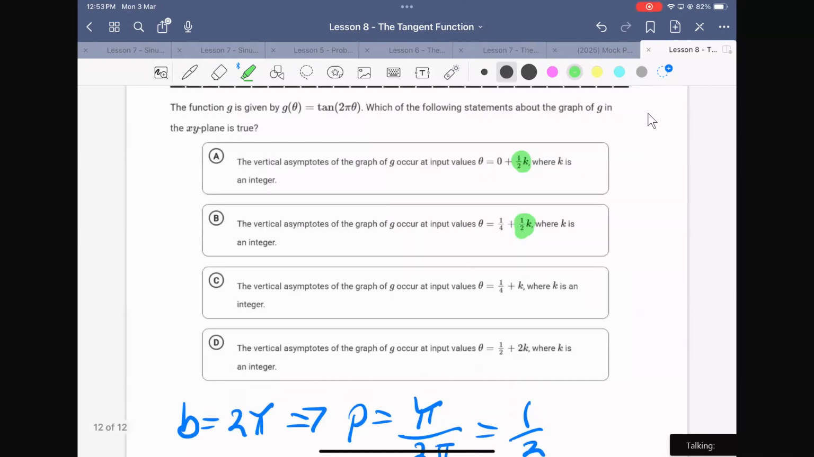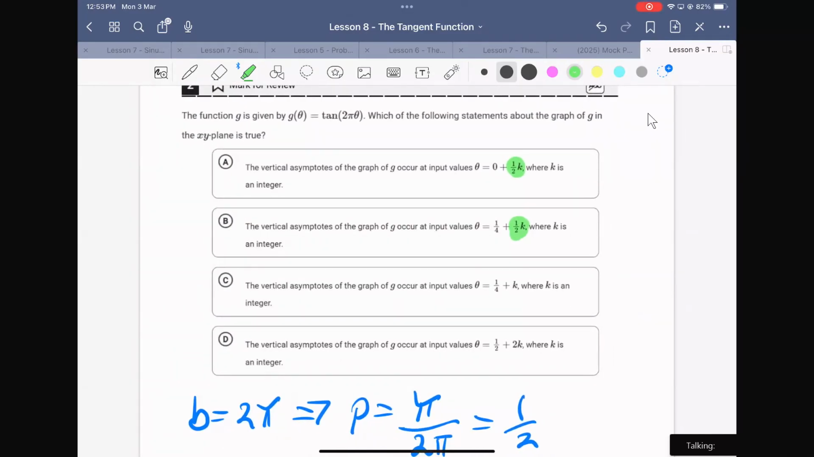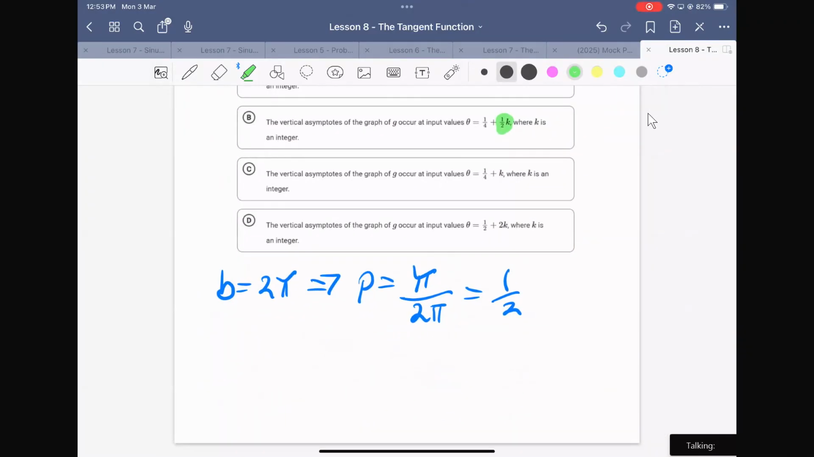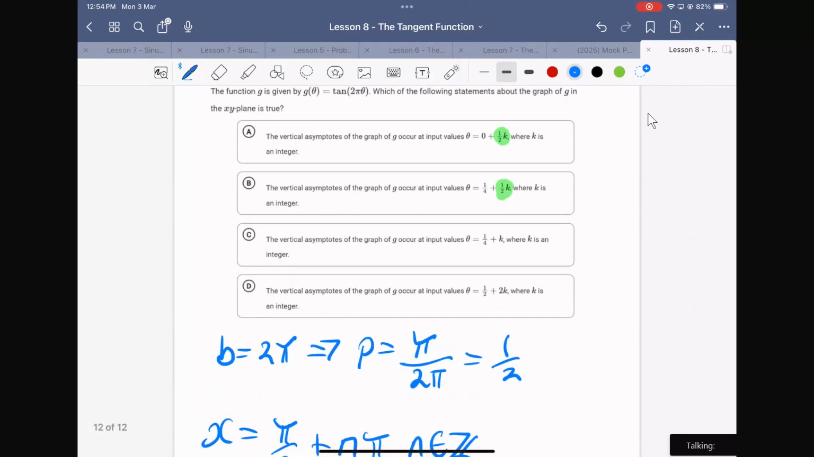Now, if we look at the function, there's no horizontal translation happening here. There's no c value. So the first asymptote is going to occur at half of where it normally occurs. Our general form for our asymptotes is that they're going to occur at pi over 2 plus n pi, where n is an integer. So when the period is a half, it's going to shift it. Instead of occurring at pi over 2, it's going to occur at a quarter. So this one is going to be b.